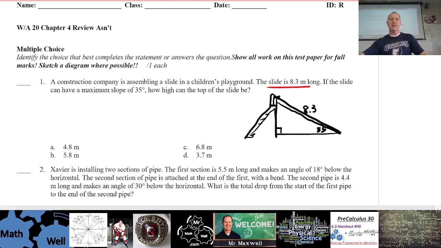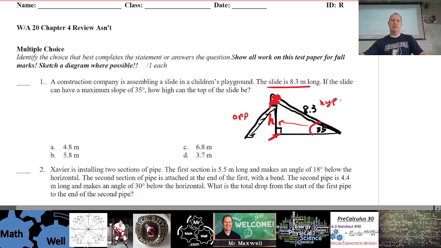Okay, so how high can the slide be? So I guess that is saying from wherever the top was on my diagram, top to the bottom. So it's this one. So the triangle has a 35 degrees here. The h is the opposite side, and this is the hypotenuse.